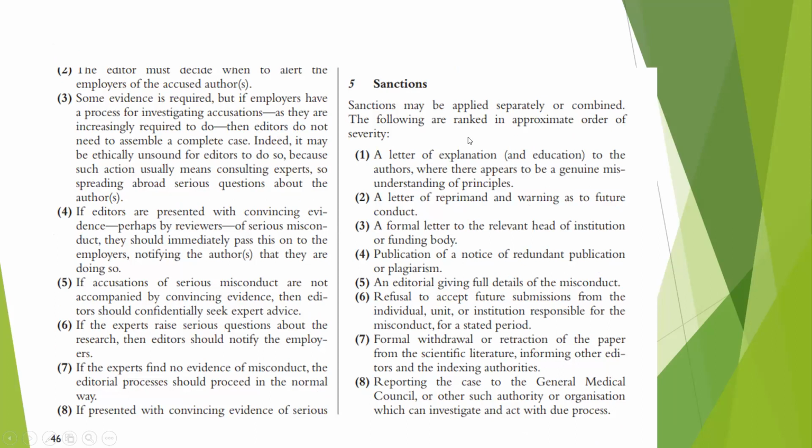And if it is not major, then the editor or the committee COPE will decide the minor punishment, in that they will give warning letters to the author. Then they will send letters to the head of the institution, so that everyone will know. Then there will be refusal to accept future submissions from that particular individual, even from that particular unit, even from that particular institution. So formal withdrawal and retraction of that paper can also be done.